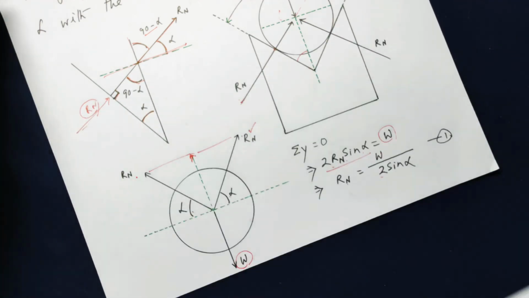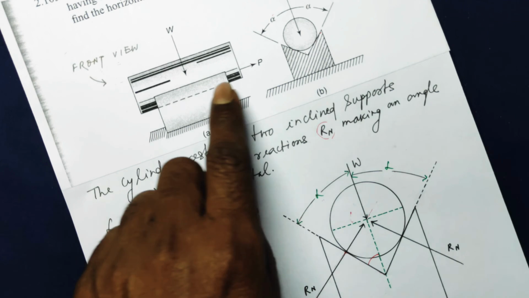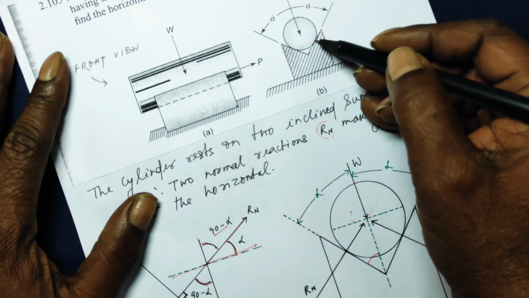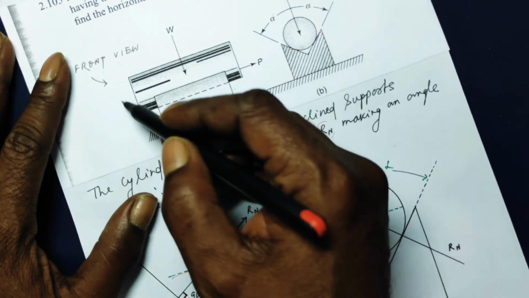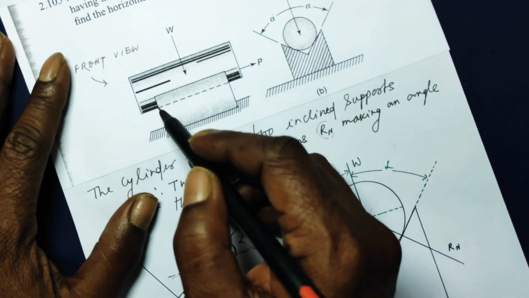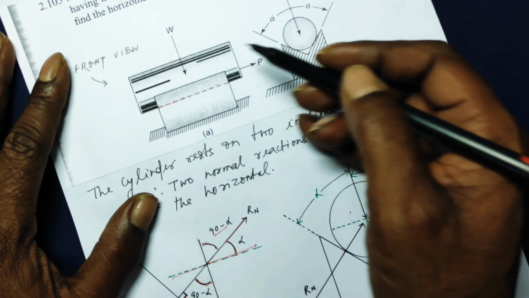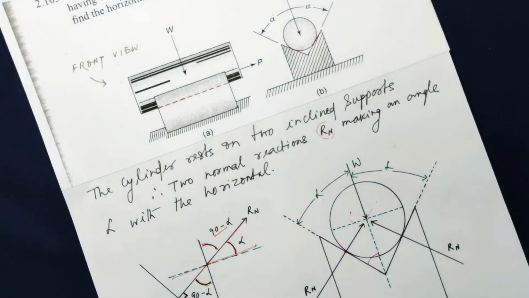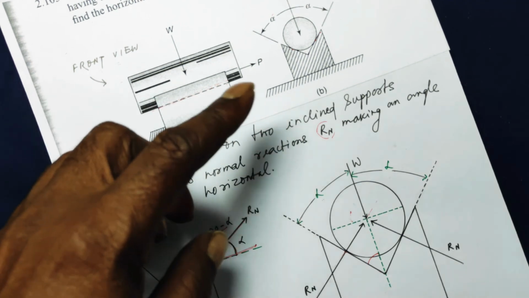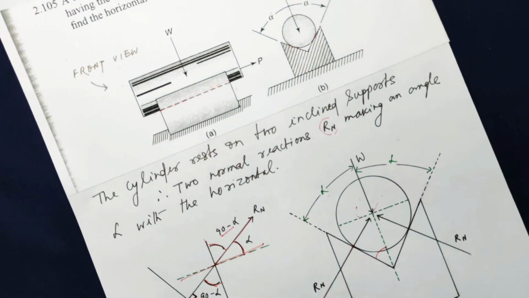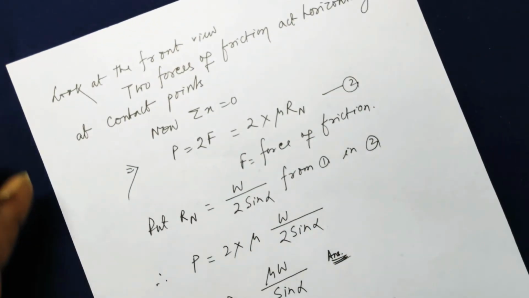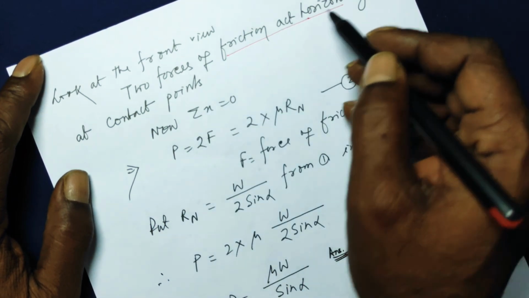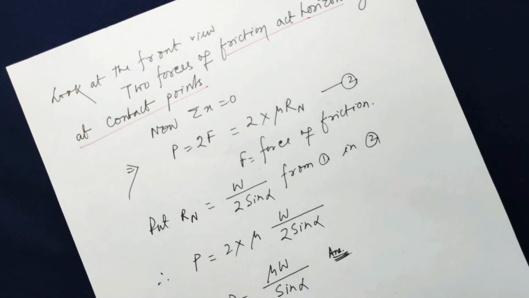Now look at the front view. This is the pulling force P at this point of contact and at this point of contact. When this cylinder is pulled to this side along this horizontal line, and on the other side at this point of contact there will be again a horizontal line at which the cylinder is trying to slide. So look at the front view. Two forces of friction will act horizontally at the points of contact.